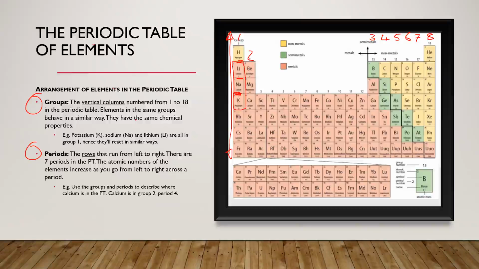Cool, so next thing, periods. They are the rows that run from left to right. So periods go like this and that.